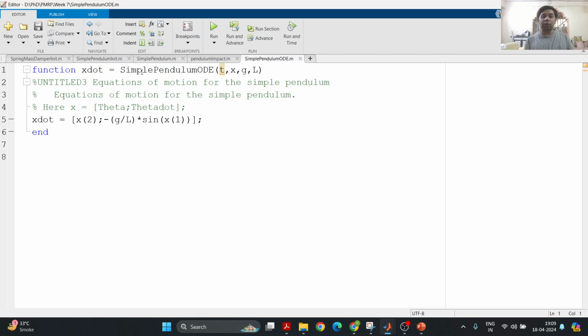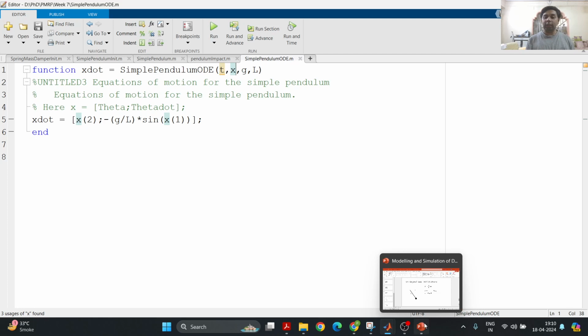By default it should take the inputs as time and the current state vector x. So the state vector x will be theta and theta dot. It's a vector of theta and theta dot. And there are additional parameters, g and l, which we are passing to the function, and it should provide the output x dot, which is the time derivative of the state variables, theta dot and theta double dot.